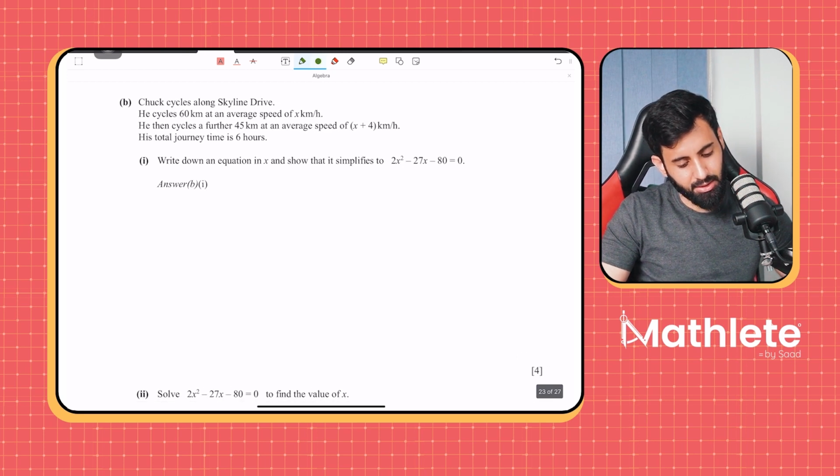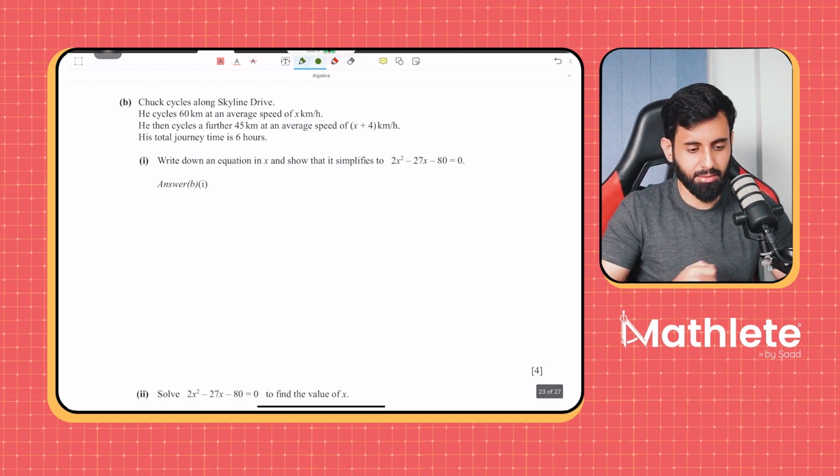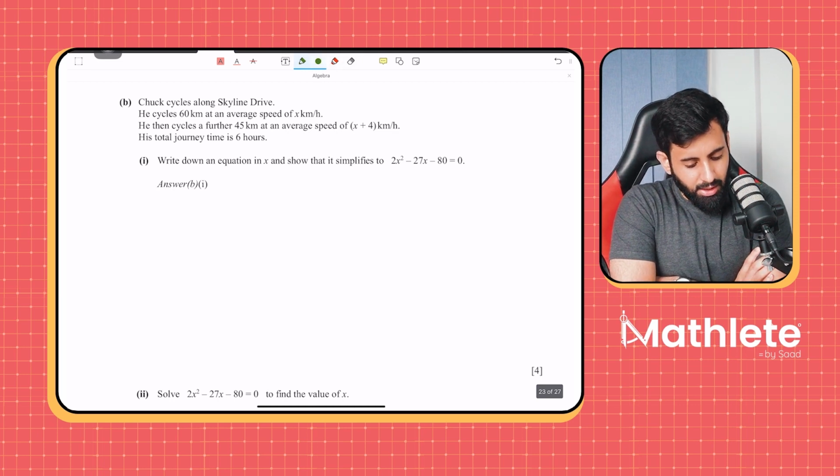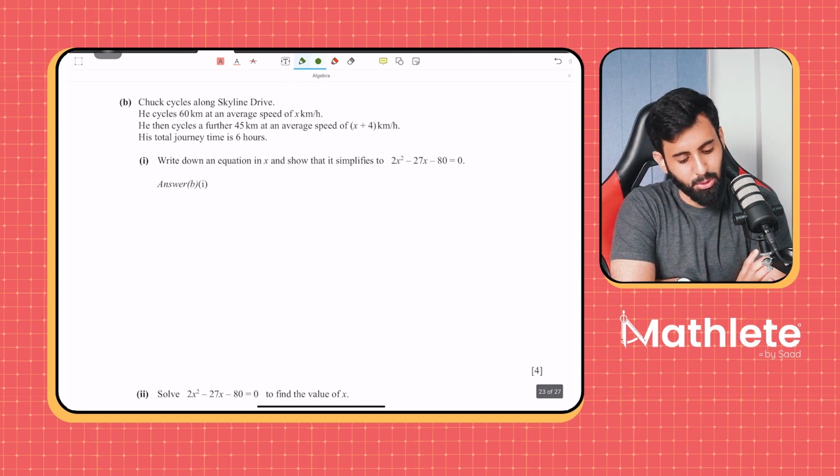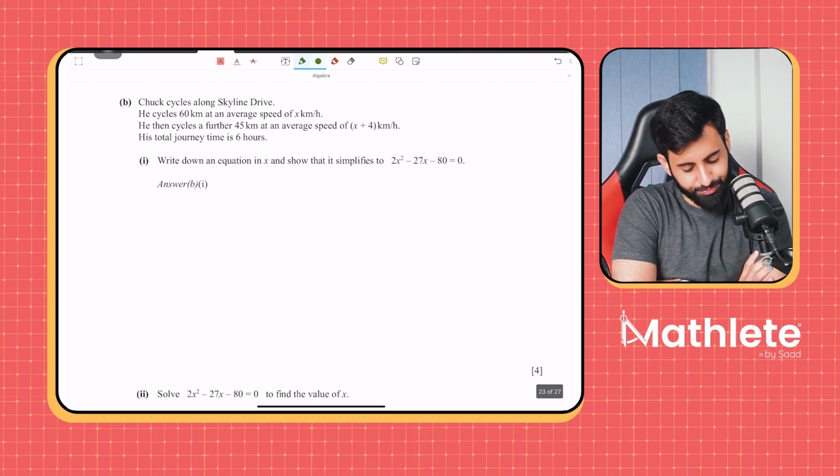So it says Chuck cycles along Skyline Drive. Okay. He cycles 60 kilometers at an average speed of x kilometers per hour. All right. He then cycles a further 45 kilometers at an average speed of x plus 4 kilometers per hour. His total journey time is 6 hours. All right. Write down an equation in x and show that it simplifies to so and so.